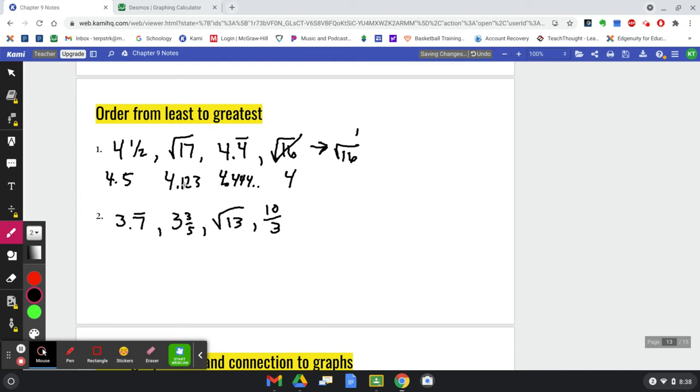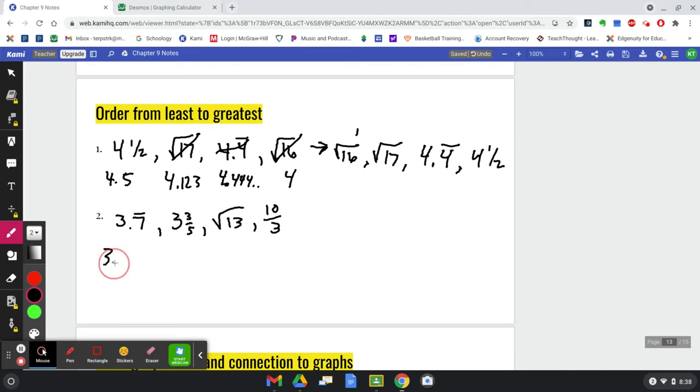Next in line is 4.123, which came from the square root of 17, and then 4.44, and then last, the greatest number there is going to be 4.5. So we can just turn those into decimals and compare them.